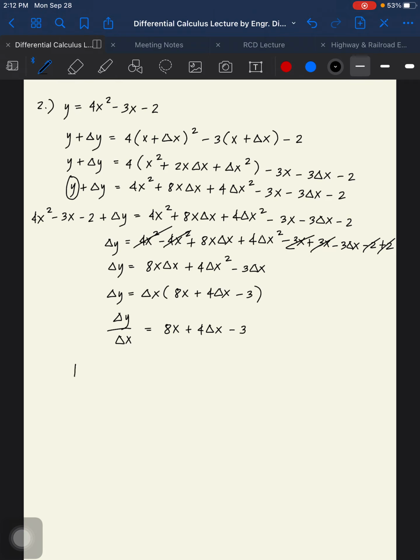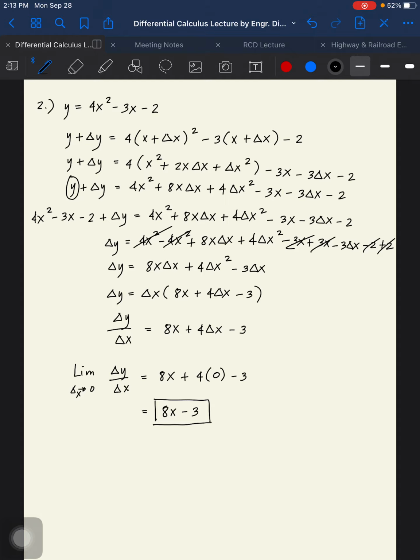Then, step number 3, let's look for the limit of delta y over delta x as delta x approaches 0. It is equal to 8x plus 4 times your delta x becomes 0 minus 3. So the final answer is 8x minus 3. Okay, so that is for example number 2.